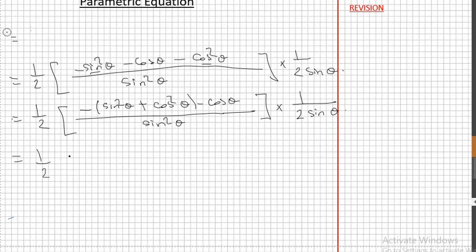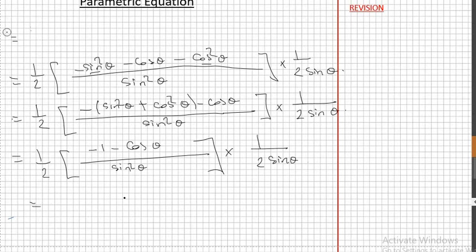So next we have half multiplied by, so this gives negative 1 because sin square plus cos square gives 1, and 1 multiplied by negative gives negative 1. Then we have negative cos theta divided by sin square multiplied by 1 over 2 sin theta. And then next we just need to reduce the length of this expression. When I have 1 over 2 there and there, when you multiply them you get 1 over 4.